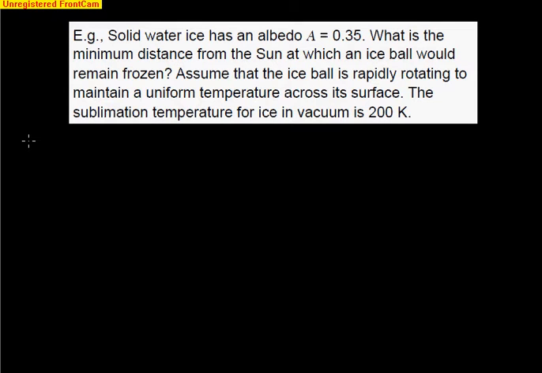Okay, in the video where we calculated the average surface temperature on Mercury, we derived the equation. The temperature was equal to roughly 279. I actually calculated 280, but I'm not going to get into that. 1 minus the albedo to the 1/4 power times the distance in astronomical units to the negative 1/2.